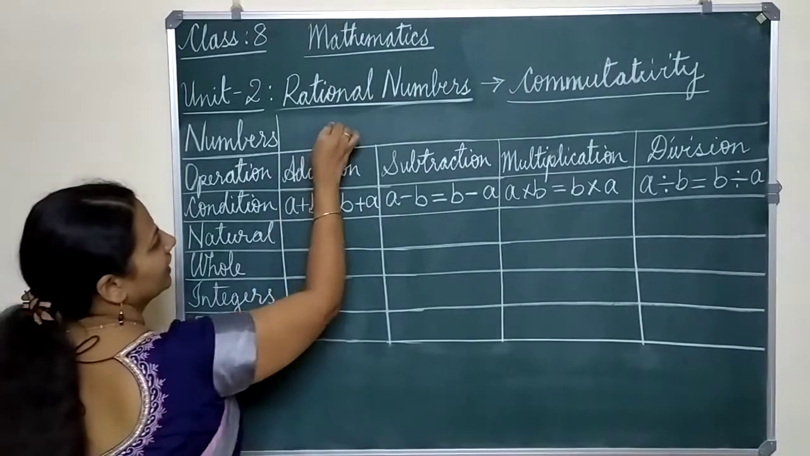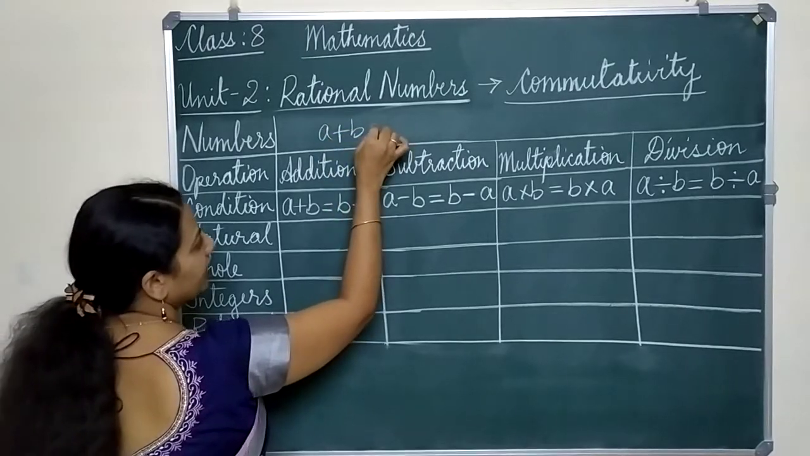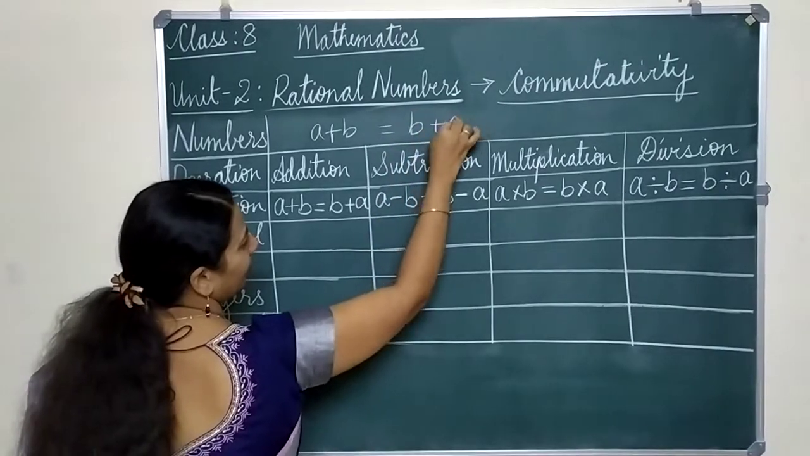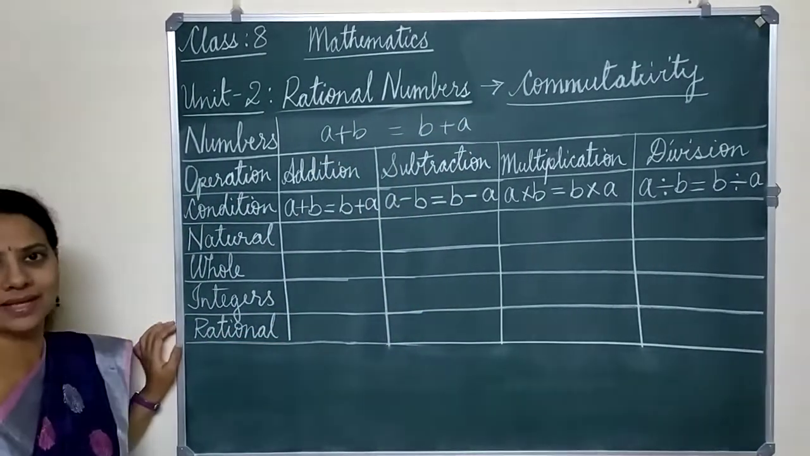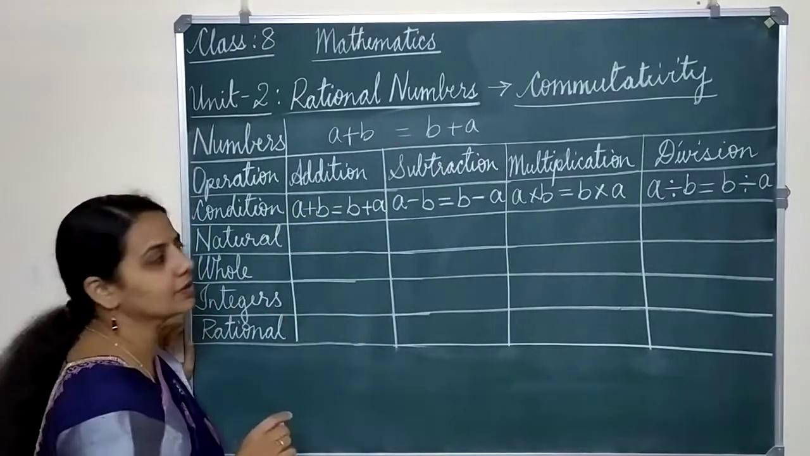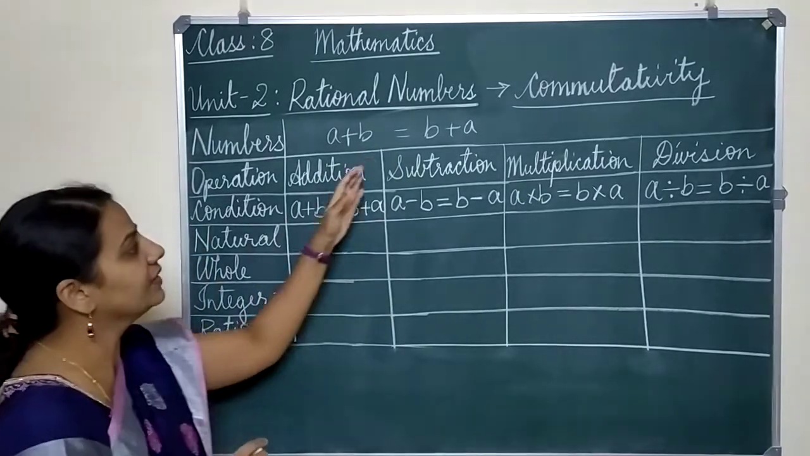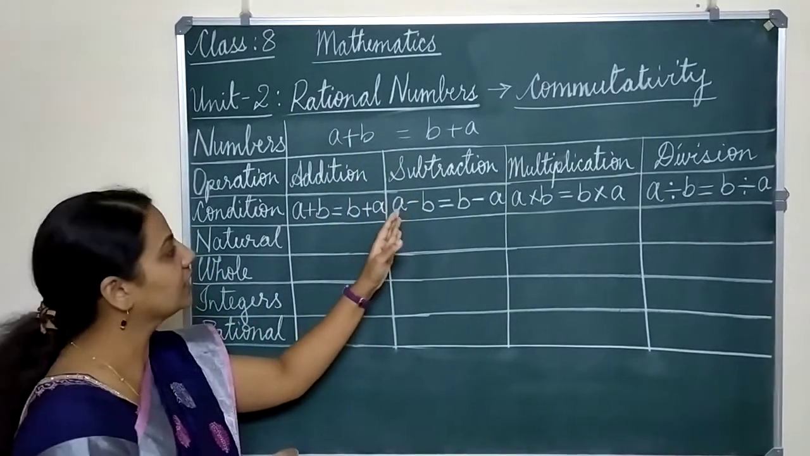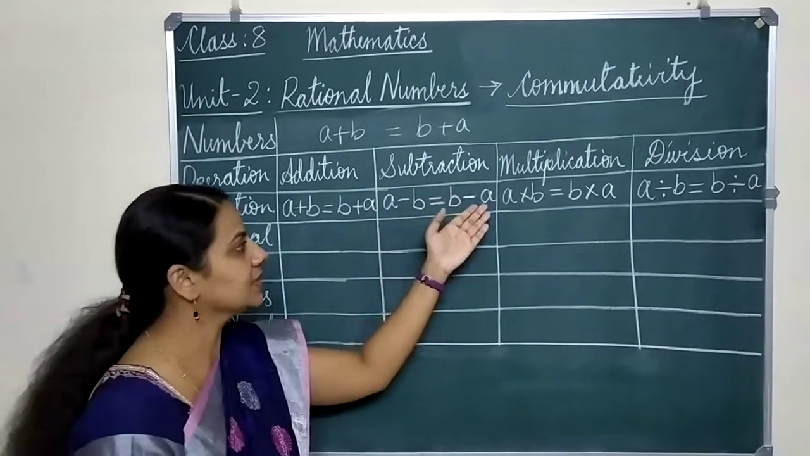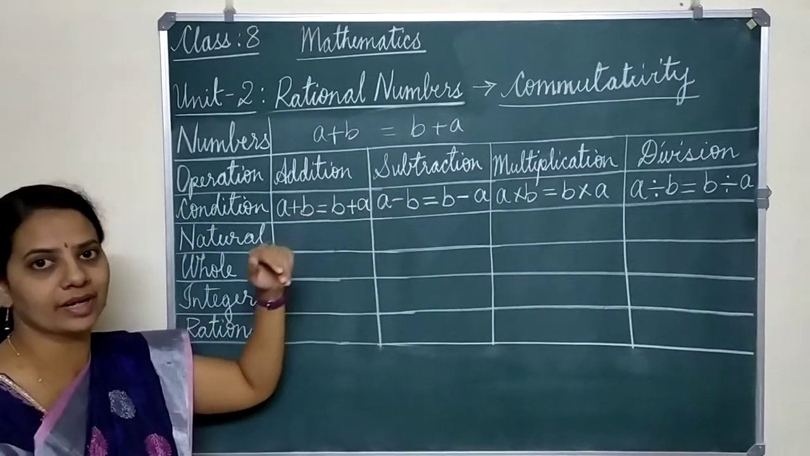Take any two numbers, say a and b, and add them. Then check whether adding the other way, that is b plus a, also gives the same answer. If it does, we can say the commutative property holds good under addition. In the same way with subtraction, we check whether a minus b is equal to b minus a. If this condition is satisfied, it holds good for subtraction also.